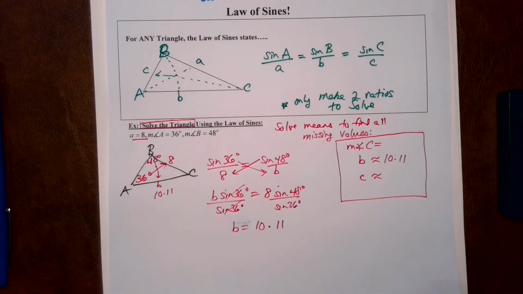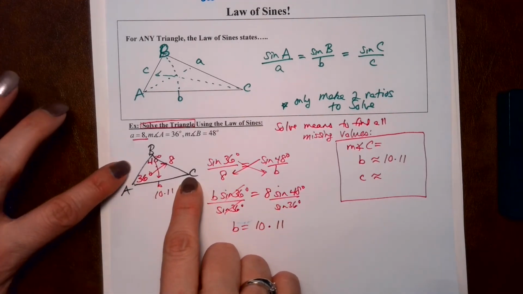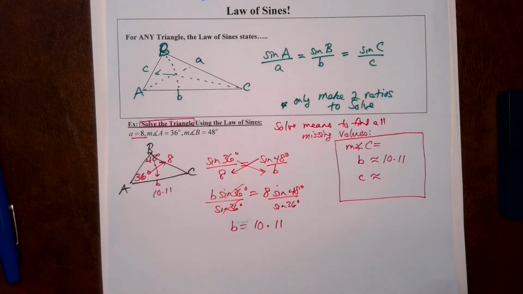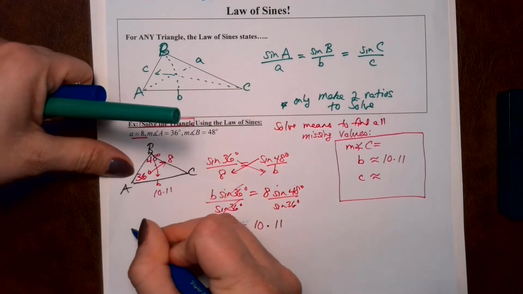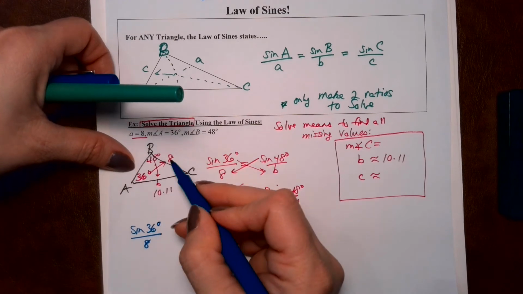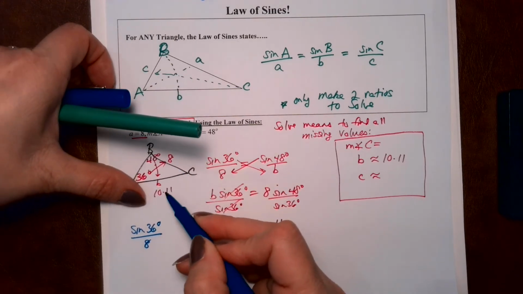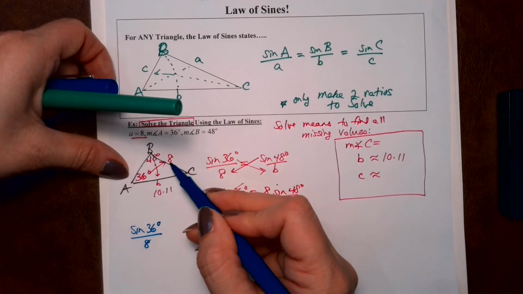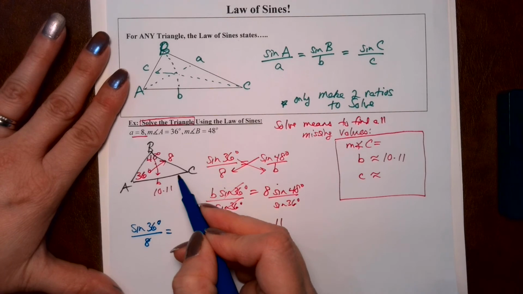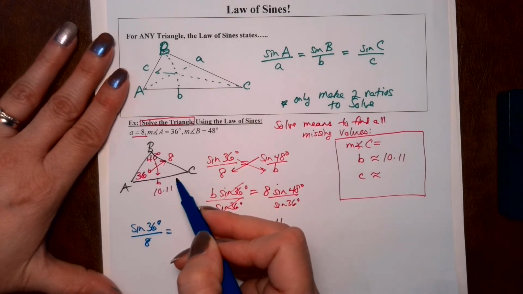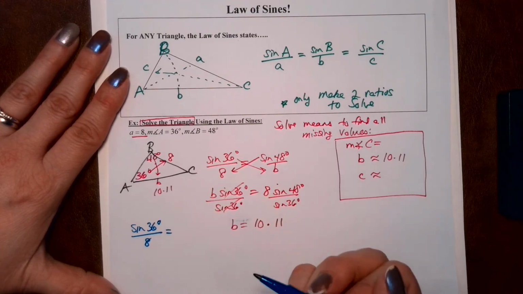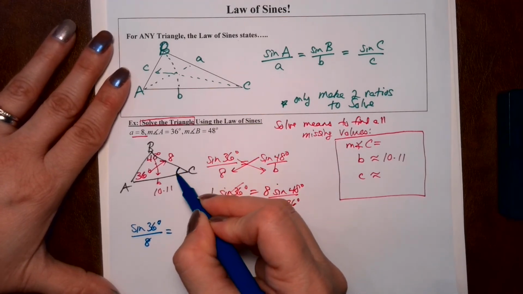Okay, let's see. We have to find angle C and side C. So if I start making my next proportion, I'm going to just start with sine of 36 again over 8. Okay, if you have your choice between a nice number and then a decimal one that was rounded, pick the whole number. Things will just come out a little bit better. Okay, but now, oh no, these are 2 unknown values. I can't work with 2 unknowns. Is there any way for us to figure out the measure of this angle?